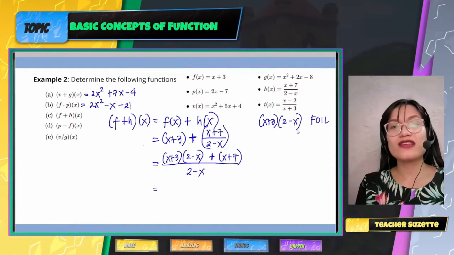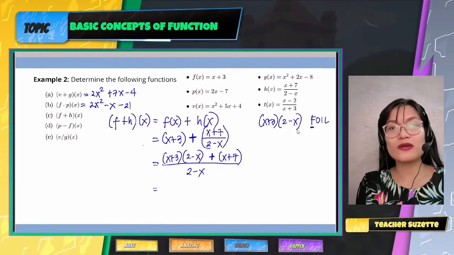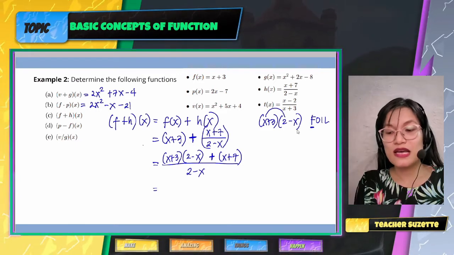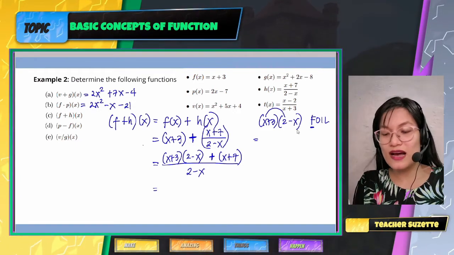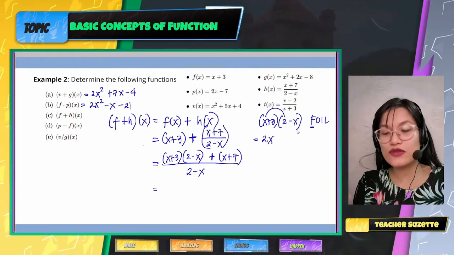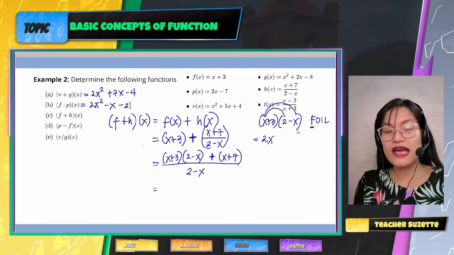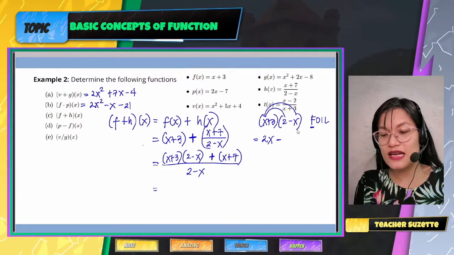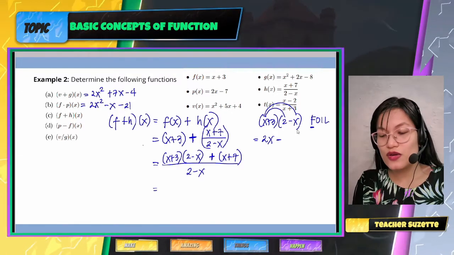So, let's follow our FOIL. First, we multiply the first terms. So, that is 2 times x, so you will have 2x. Then, our outer, x times negative x. So, that is negative 2x.